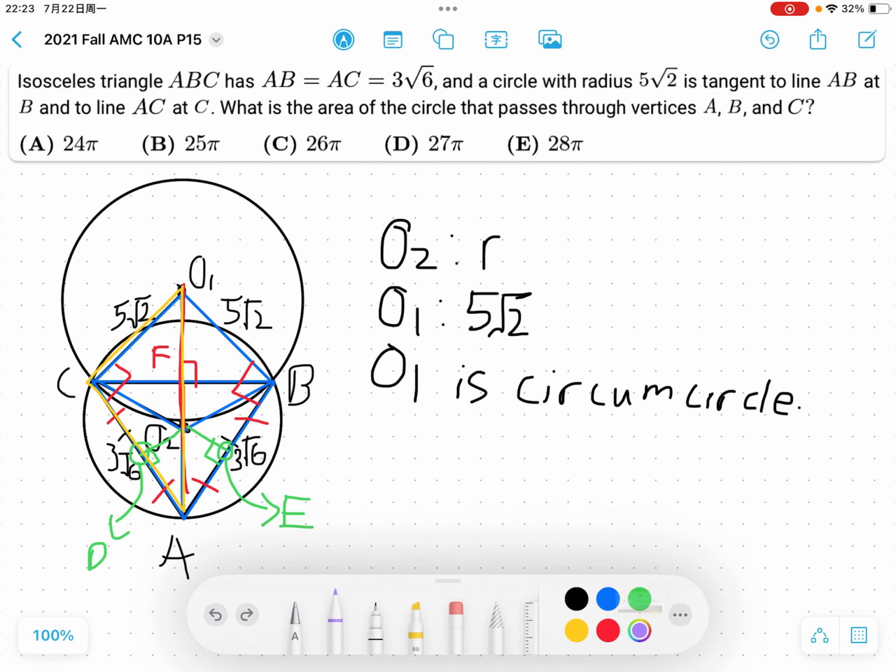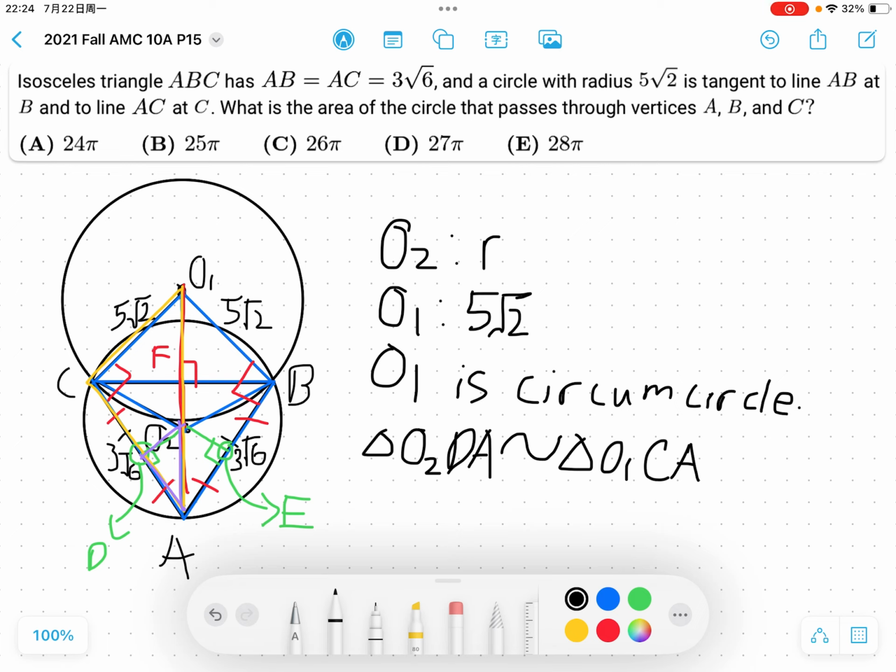In purple. So the second one is O2DA. I claim that triangle O2DA is similar to triangle O1CA. So these two triangles are similar, and that is actually true, but why?